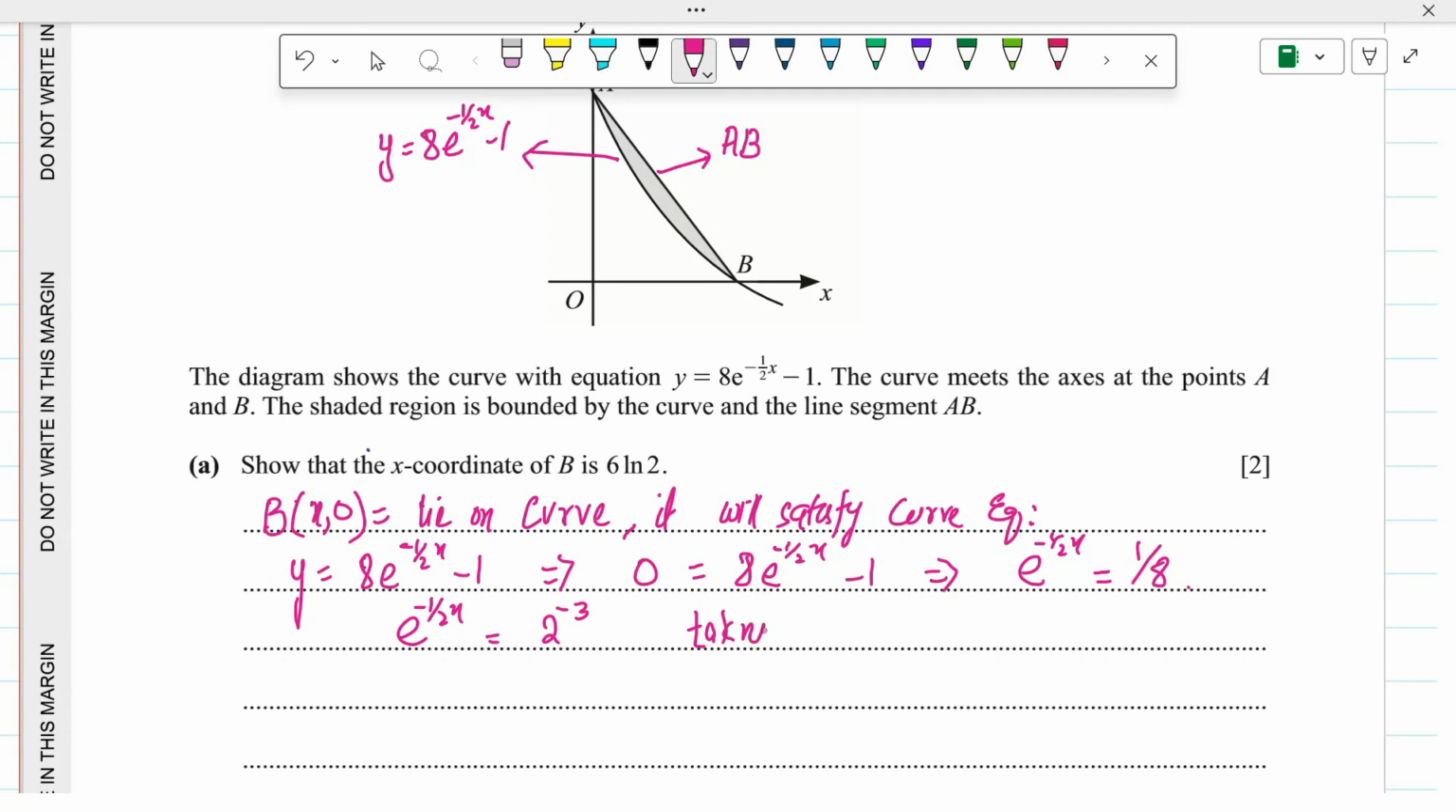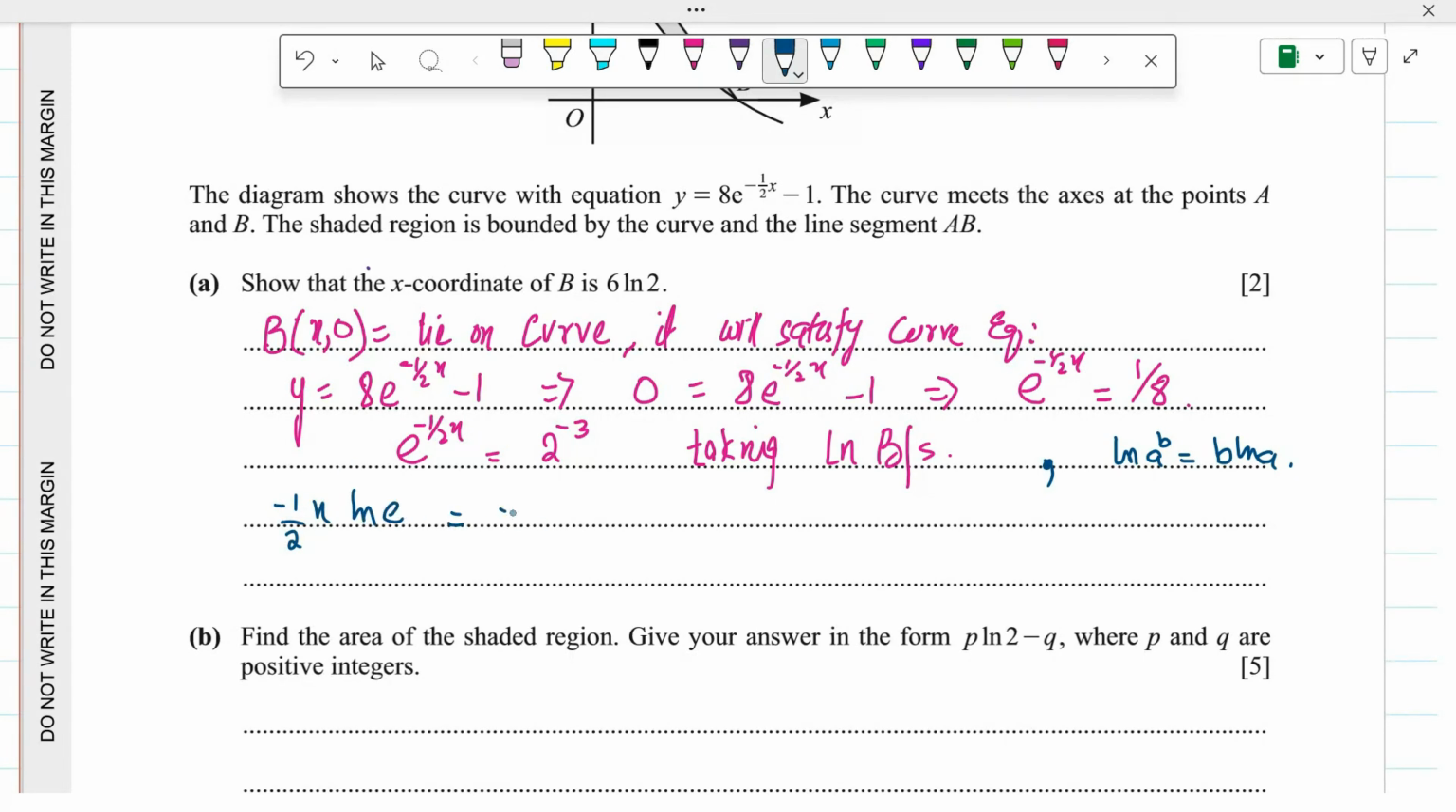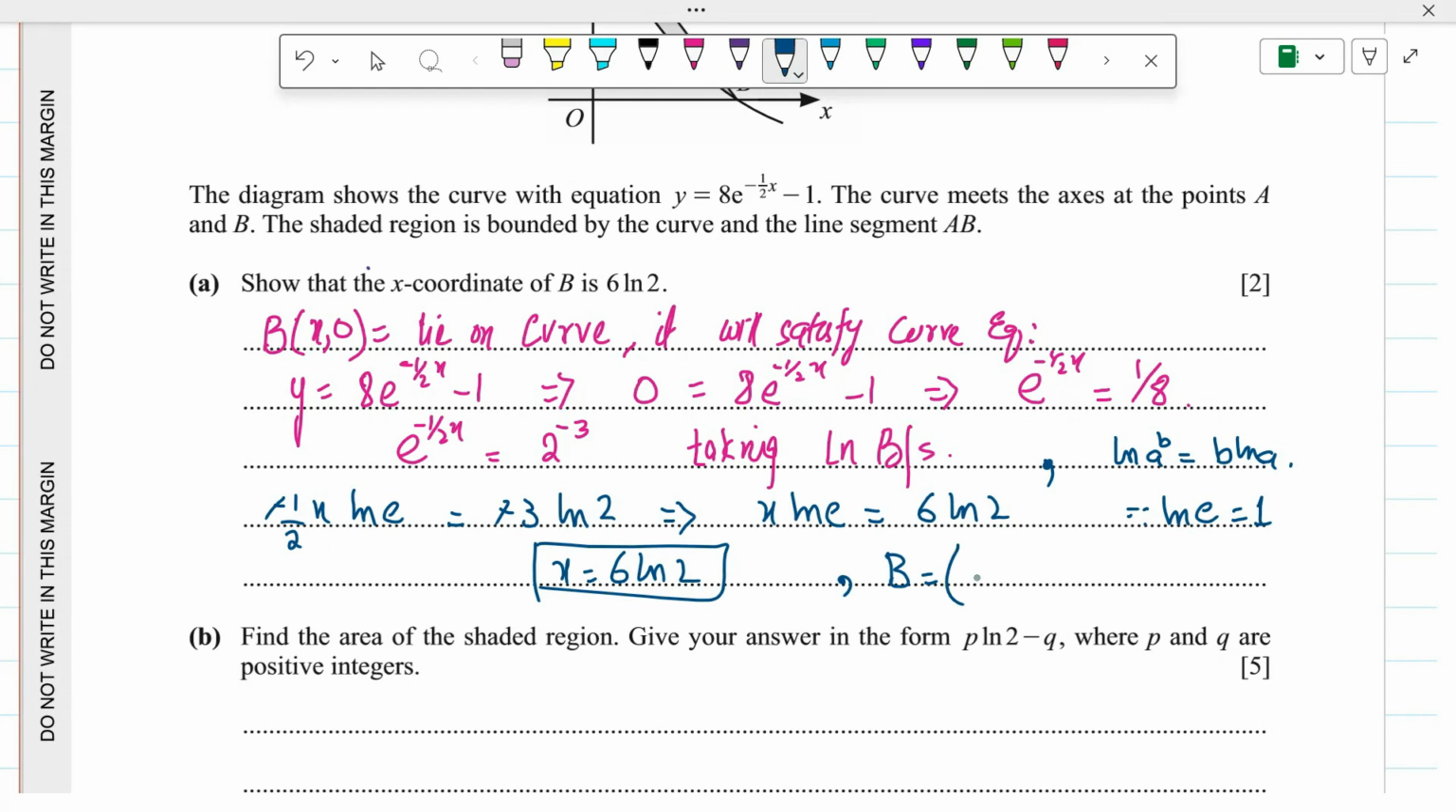Taking ln of both sides, we know that ln a^b equals b ln a. This is the property of the logarithm, and we will apply it here. So negative half x ln e equals negative 3 ln 2. The negatives cancel out and we have x ln e equals 6 ln 2. And we know that ln e equals 1, so x equals 6 ln 2, which was required. So the point B is (6 ln 2, 0).